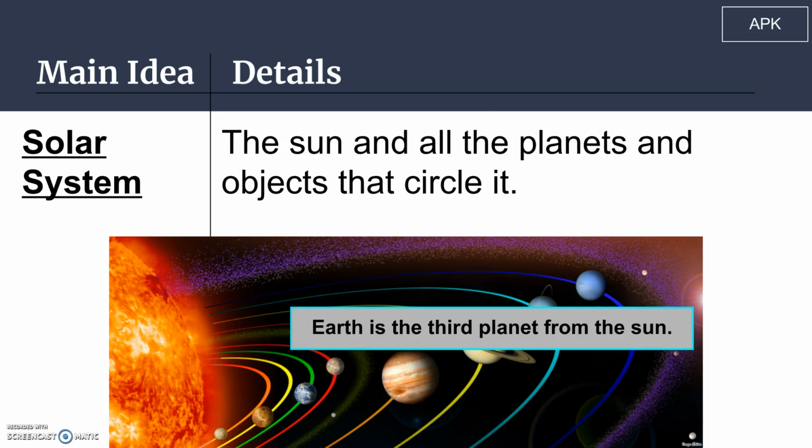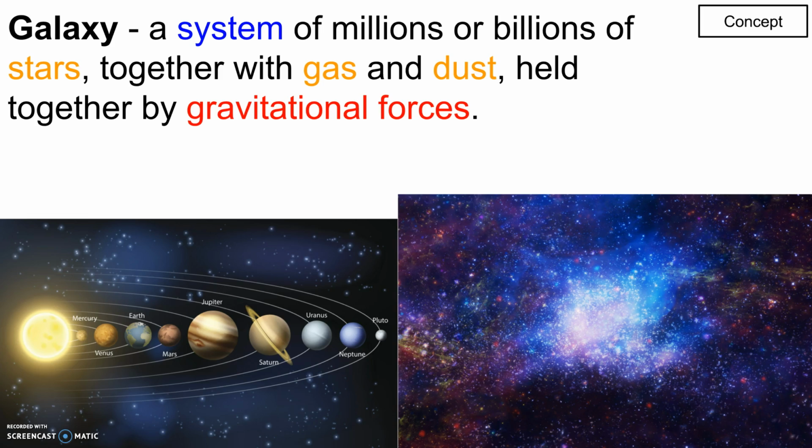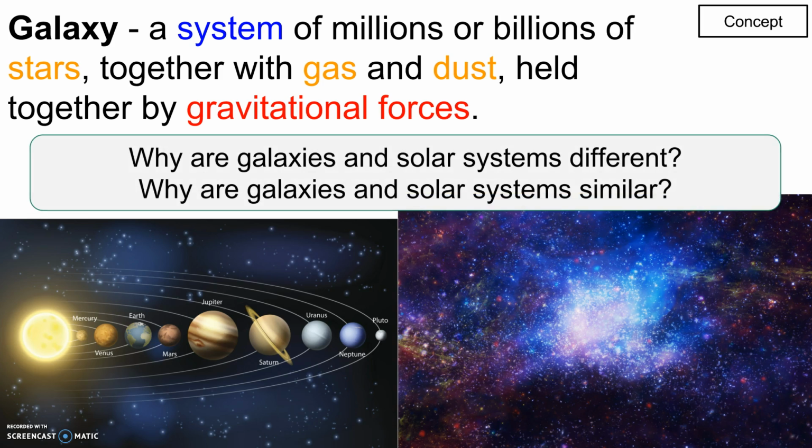Also recall that a solar system is when there is a star with planets that are orbiting that central star. So we have a solar system of a total of 8 planets. Thinking about the differences between a solar system and a galaxy, I want you to take a moment to think, why are galaxies and solar systems different? I also want you to think about, why are galaxies and solar systems similar?